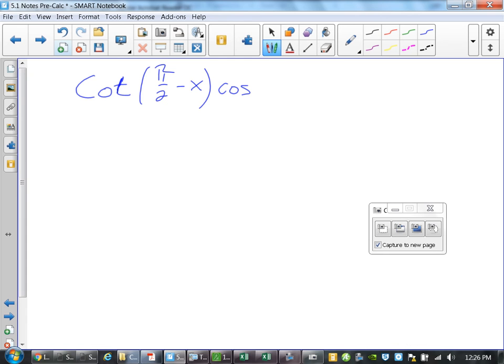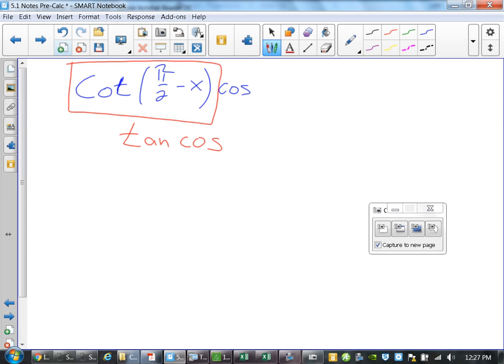I want to simplify this. Now, cotangent of pi over 2 minus x, that's one of your new identities. It's on your sheet. What does that equal on your sheet? Tangent.